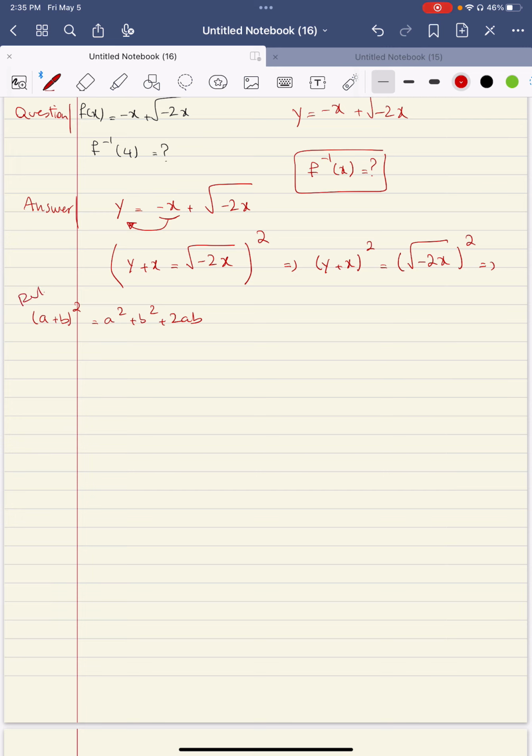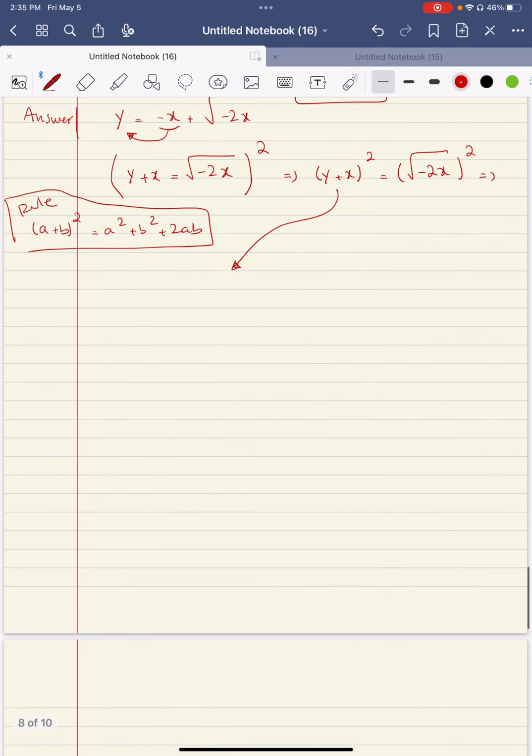We have this rule. You have to keep this in your mind. Based on this rule, the left hand side of the equation would be y to the power of 2, or a to the power of 2, plus x to the power of 2, or b to the power of 2, plus 2ab, or 2xy. So let's write it down. Equals root negative 2x to the power of 2. The root and the power would cancel out each other, so we will have negative 2x on the right hand side.